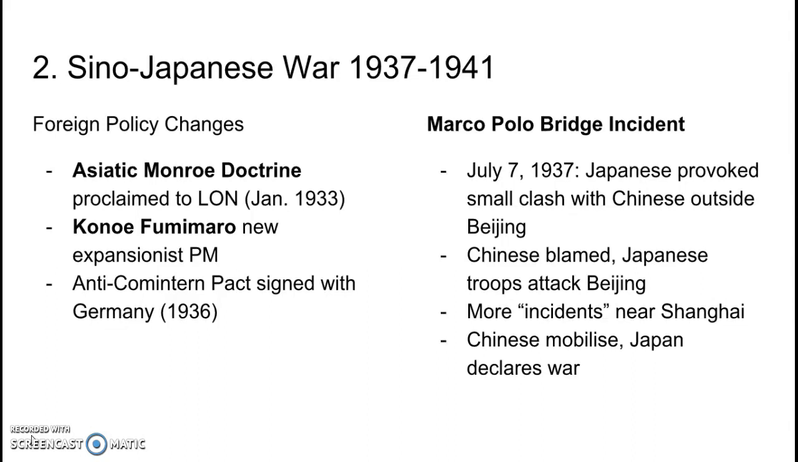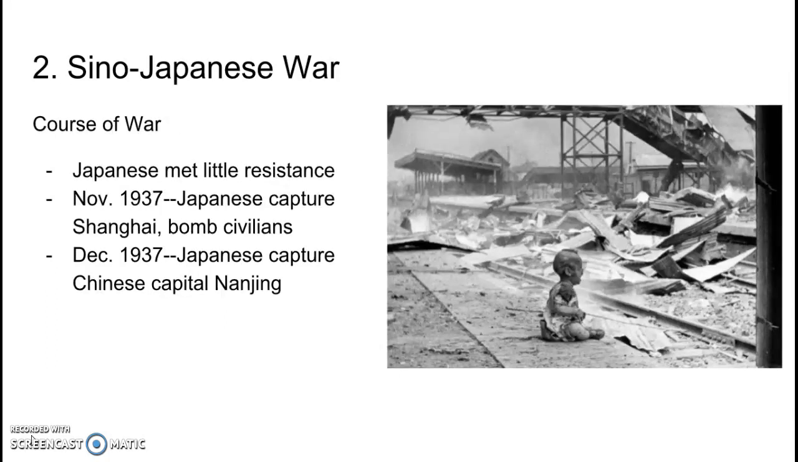Japan had been modernizing its forces since 1868, and China has been somewhat unified only since 1927. So this really meant little resistance for Japan. By November of 1937, the Japanese had occupied the city of Shanghai. And by December of 1937, the Japanese captured the Chinese capital, Nanjing.